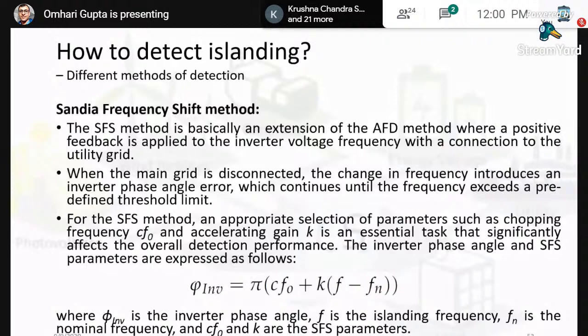That means due to positive feedback, if there is any phase angle error, that phase angle error will increase continuously, and at a point of time it will exceed the threshold limit, and at that point of time you can say that islanding has occurred. For this method, an appropriate selection of parameters such as chopping frequency and accelerating gain is an essential task that significantly affects the overall detection performance. Okay, the inverter phase angle and SFS parameters are expressed as follows, where the terms are defined as written.